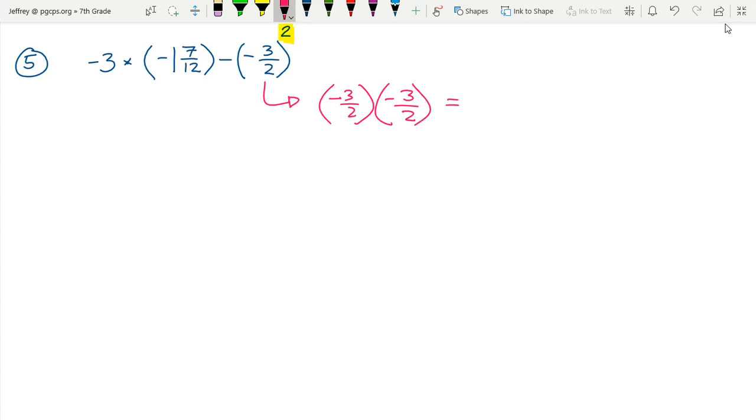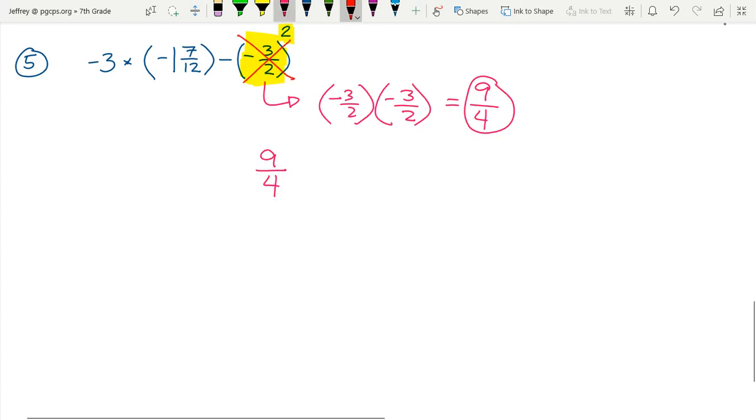Now, if that's the case, a negative times a negative is a positive 9 over 2 times 2 is 4. So our answer for this problem right here, let's do this first, is 9/4. So it's going to be 9 over 4. Now, I'm going to cross this out because I'm done, so I won't get confused. Now I need to bring down the rest of the problems. Copy that down. There we go.